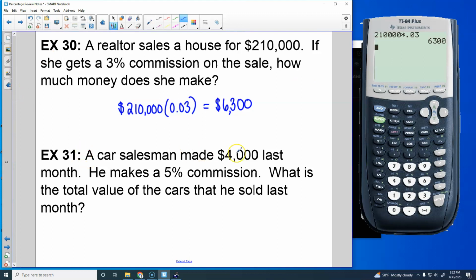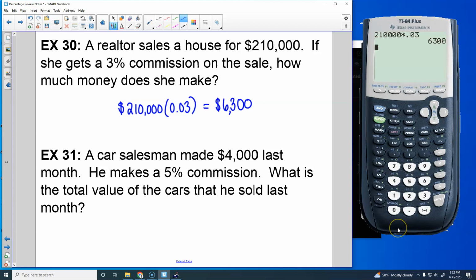Okay. Car salesmen are also paid on commission most of the time. A car salesman made $4,000 last month. He makes a 5% commission. What is the total value of the cars that he sold last month?